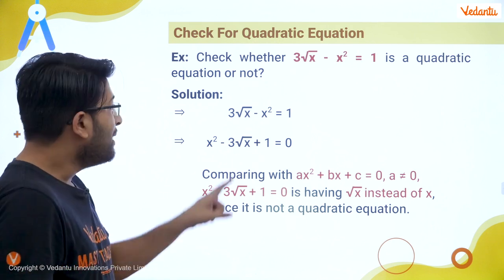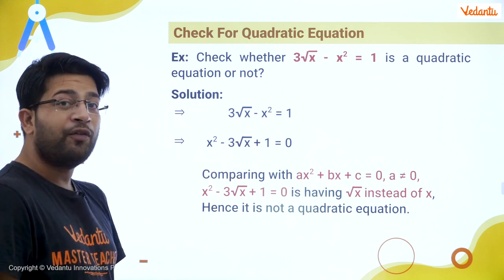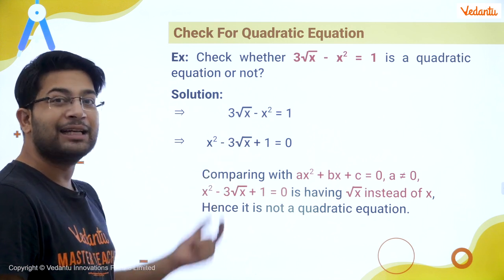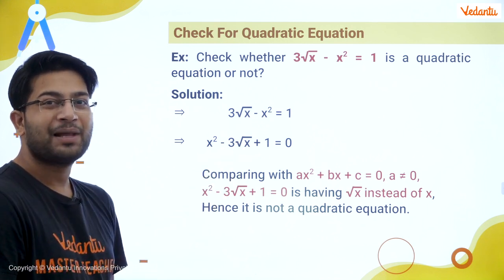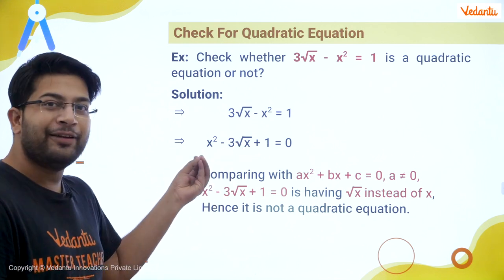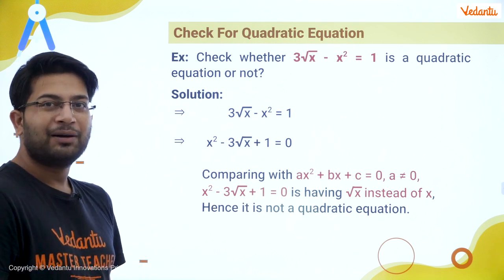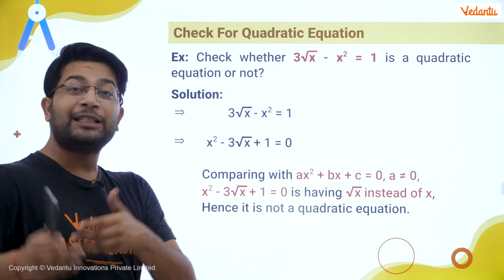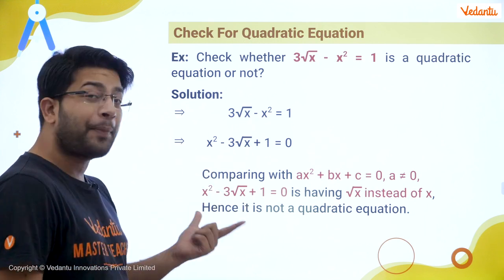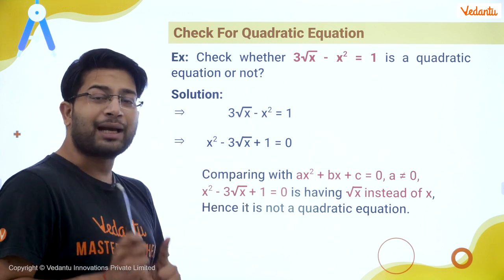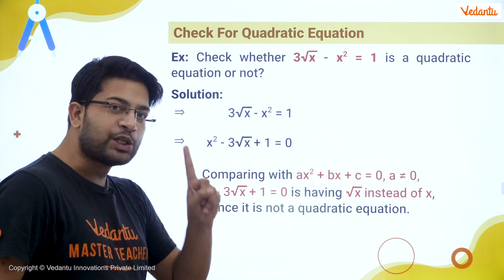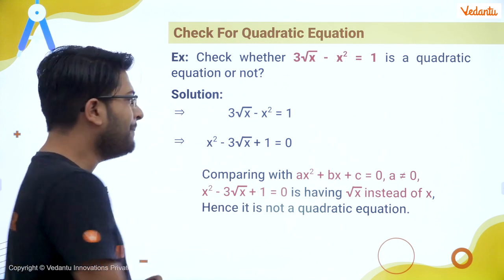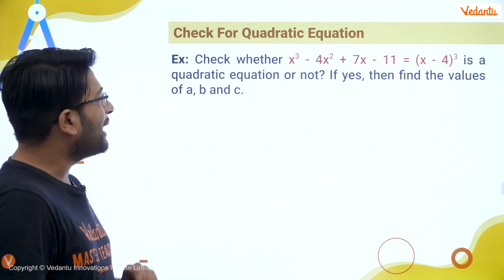No. Why? Because there is a term of under root of x. The power of the variable here is not a whole number. That means it is not even a polynomial. Right? So a quadratic equation is not possible. That's it. So remember the condition. First of all, it has to be a polynomial. After that, check for the x square term. Okay? Very good.